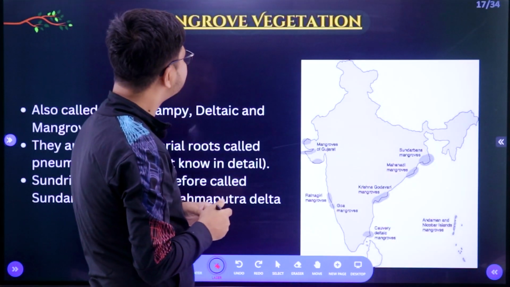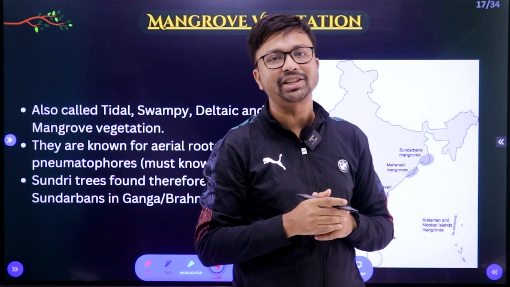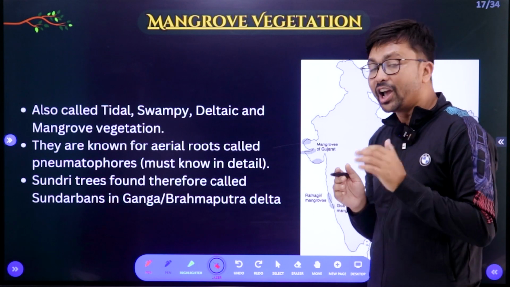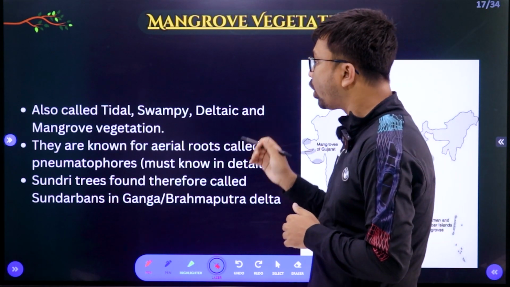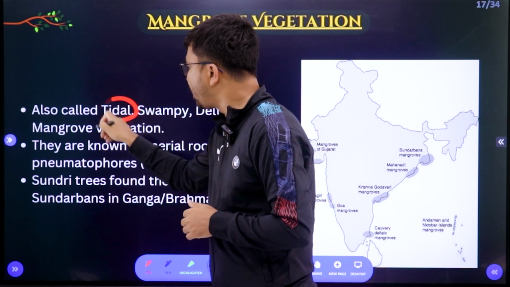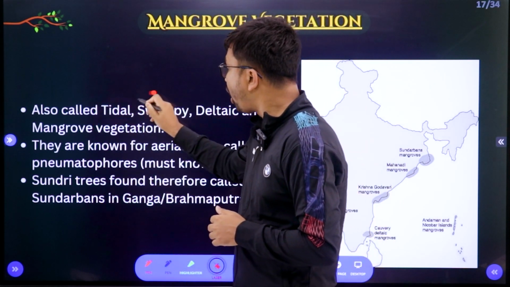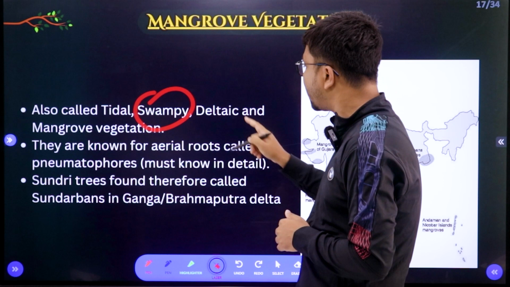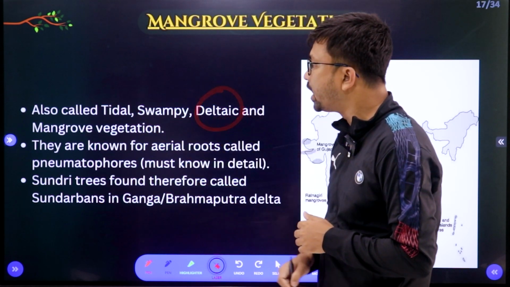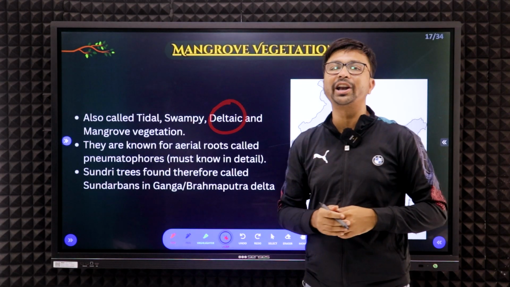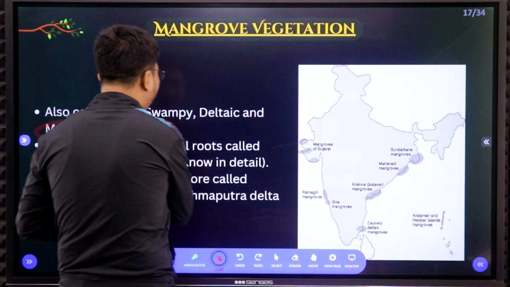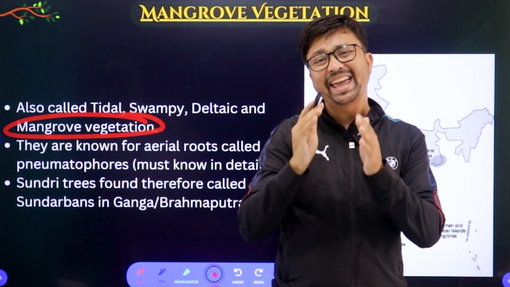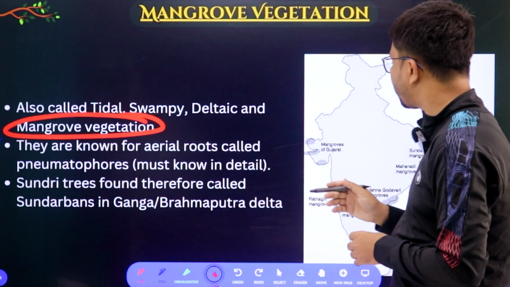Next we will discuss another important type of vegetation, that is mangrove vegetation. Remember, there are several names for mangrove vegetation. It is also called tidal vegetation, swampy vegetation, or deltaic vegetation. Another important name for this type of vegetation is mangrove vegetation. Remember, this term will be used again and again.